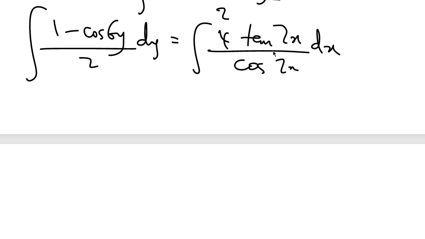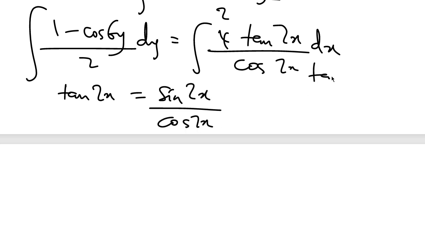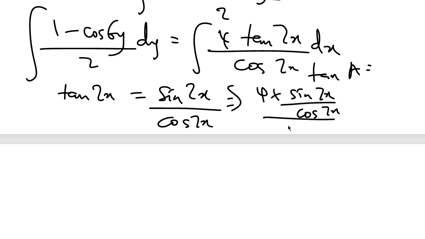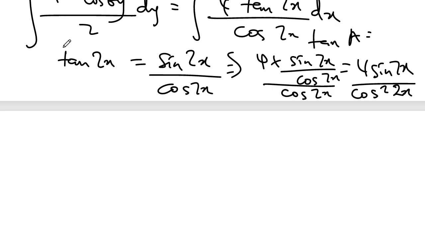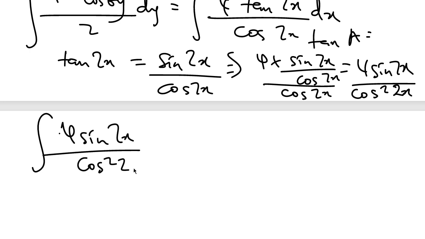Moving on, you can see that there's a quantity here, tan 2x, and you should know that tan 2x is equal to sine 2x over cos 2x. That's from the formula that says tan A is equal to sine A over cos A. So we could replace that as 4 times sine 2x over cos 2x, all over cos 2x. And that becomes 4 sine 2x over cos squared 2x. So that's the integral of 4 sine 2x over cos squared 2x dx.